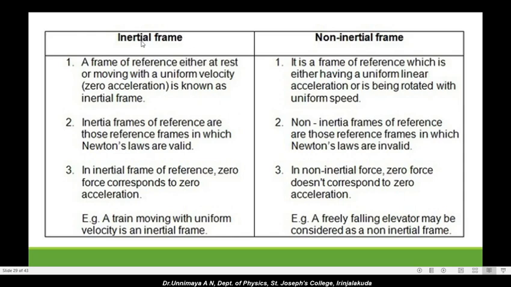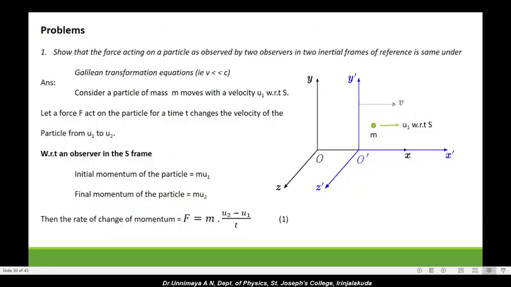Then an example for an inertial frame is a train moving with a uniform velocity. An example for a non-inertial frame is a freely falling elevator. So these are the differences between non-inertial and inertial frame of reference, with examples. Now we are going to discuss two problems related to this inertial and non-inertial frame of reference.